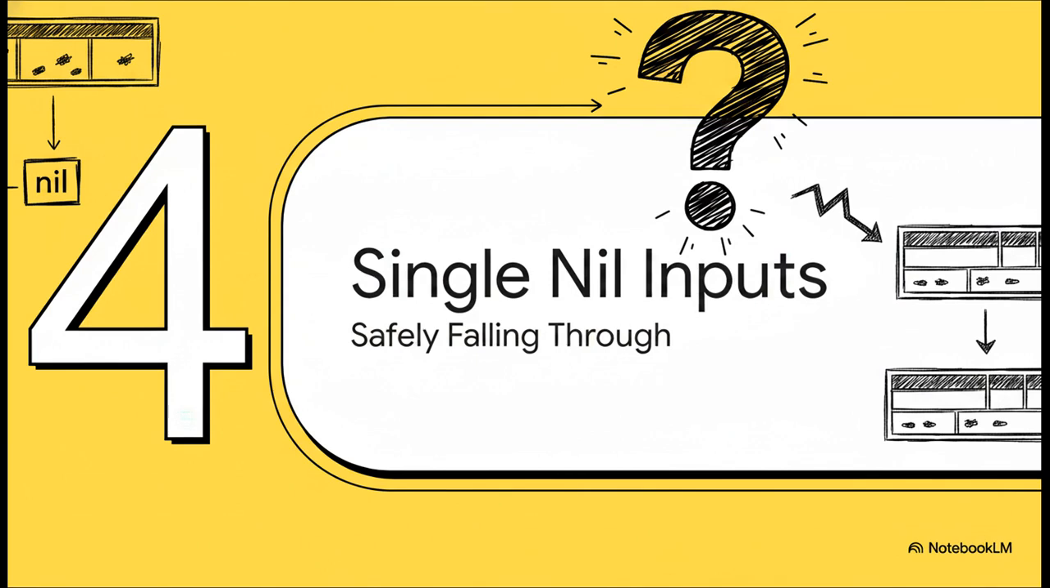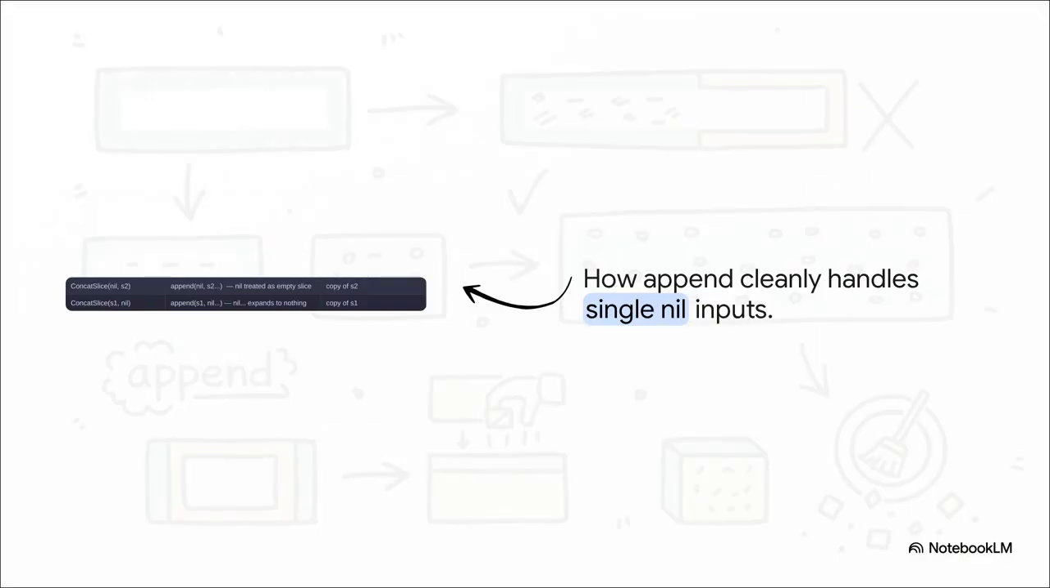All right, section 4, handling single nil inputs and safely falling through. So we know what happens when both are nil, but how does our function behave when only one of the provided slices is nil? Because our guard at the top of the function only fires when both s1 and s2 are nil, a single nil input actually passes straight through to our return append statement. And look at how beautifully Go handles this natively. If s1 is nil, append basically treats it as an empty slice and just returns a copy of s2. If s2 is nil, the spread operator expands it to absolutely nothing, and append just returns a copy of s1. It safely falls right through without us needing to write any extra clunky if-else branches.